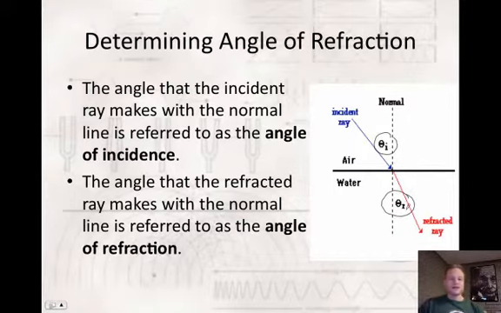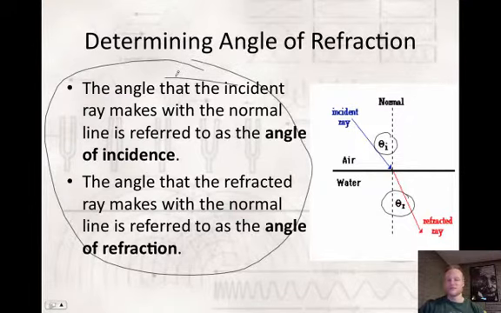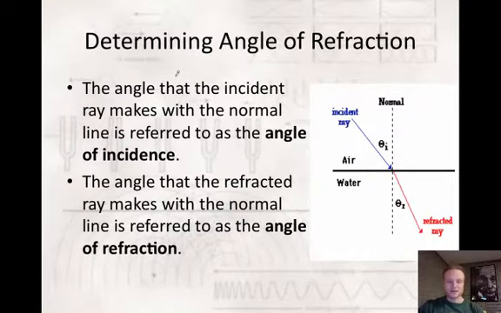Well, basically this slide is just reiterating what I just said in the last slide. This theta I is the angle of incidence, and this theta R is the angle of refraction. So that's what this text is, basically going through the stuff that I just talked about in the previous slide. So I'm just going to move along. If you need a pause, be my guest.